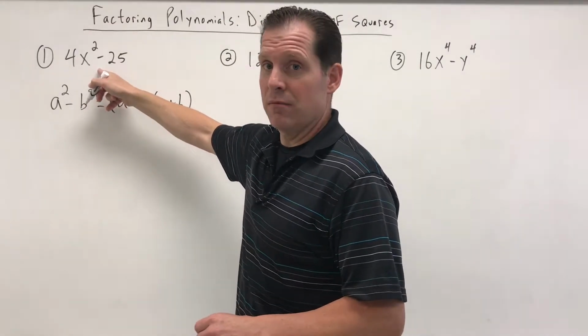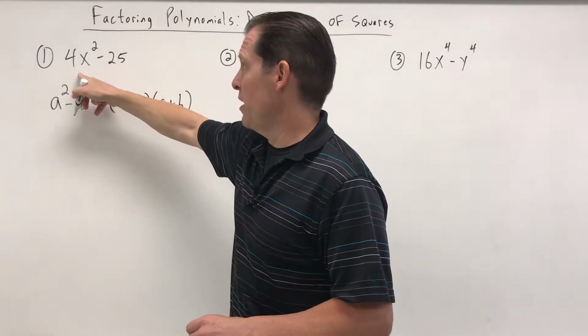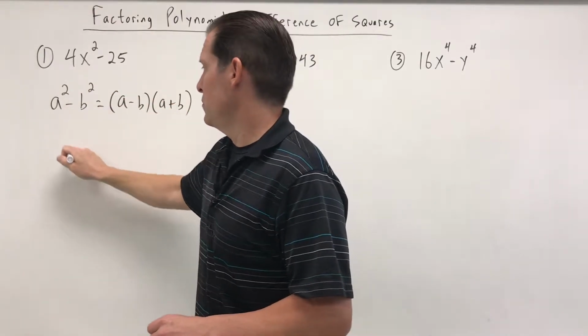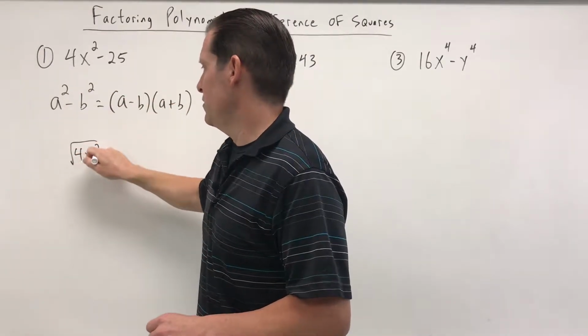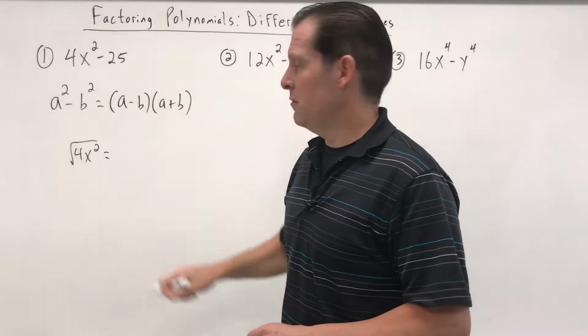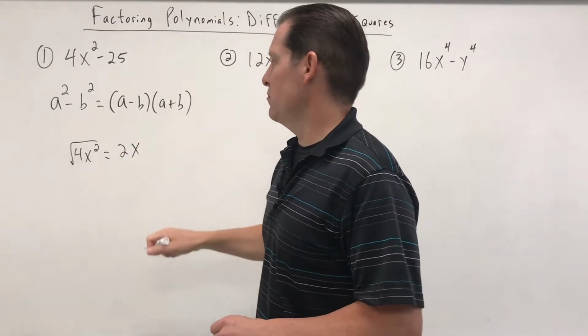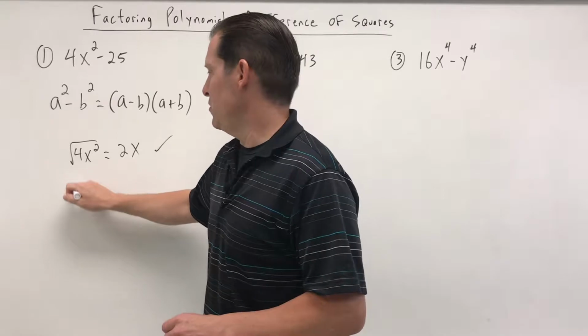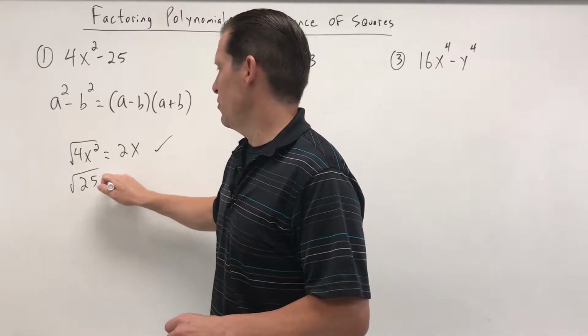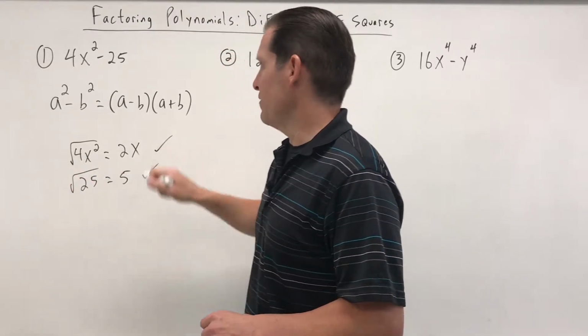We do have a minus. And I'm going to say, all right, well, is 4x squared a perfect square? If I go ahead and take the square root of 4x squared, I get 2x. So that's good. Then if I do the square root of 25, that is 5, so that's good as well.